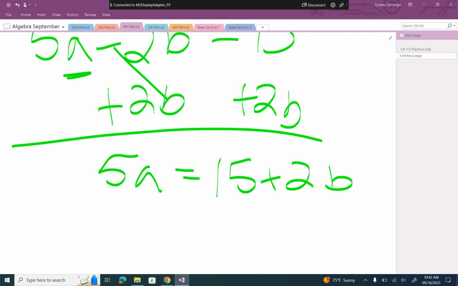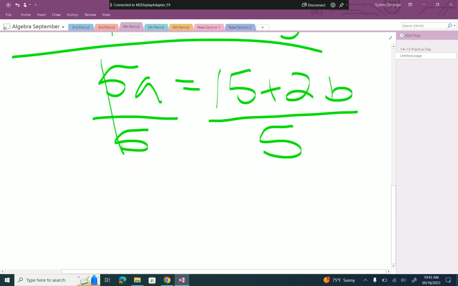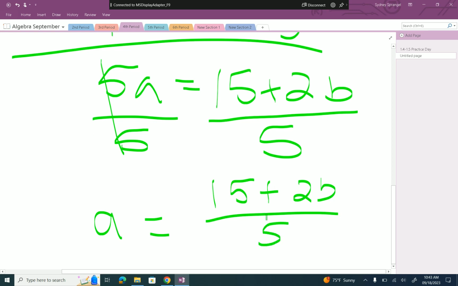Jaden, what should I do to get rid of the 5? To get a alone. Divide. I'm going to divide by 5. And when I divide one side by 5, I've got to divide the entire other side by 5. So the entire thing is getting divided by 5. So I'm just going to write up 15 plus 2b over 5, and that's my whole answer.